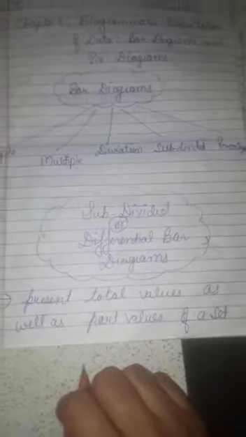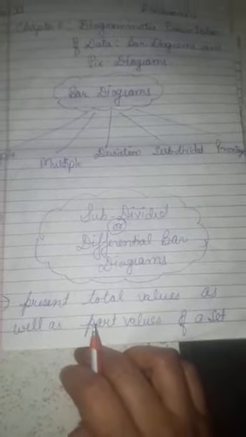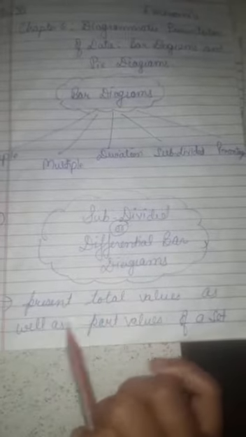These diagrams present total values as well as part values of a set of data. Means if we have some set of data which has total values and a part of this is also available, then these diagrams present both total as well as part values of that set of data.